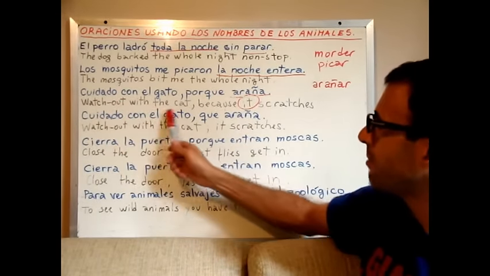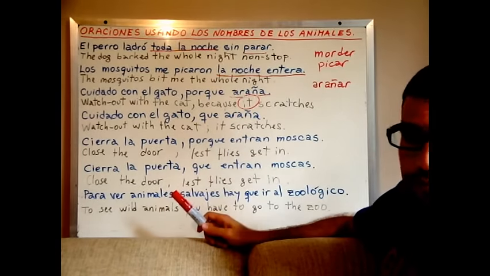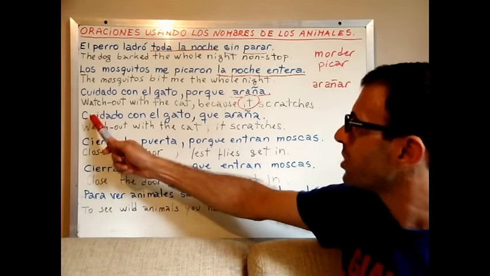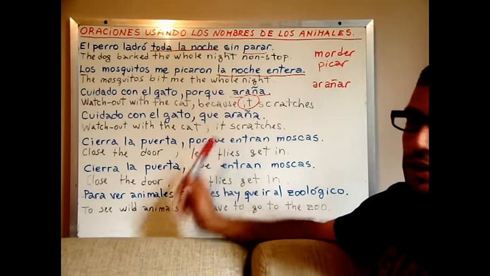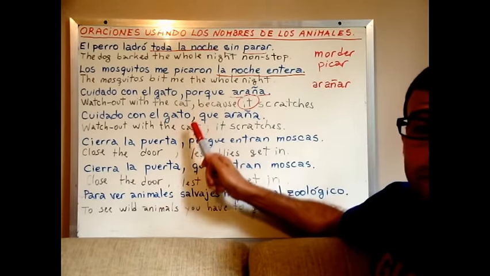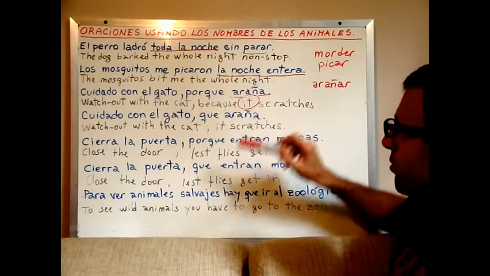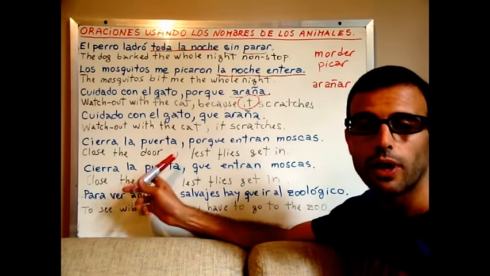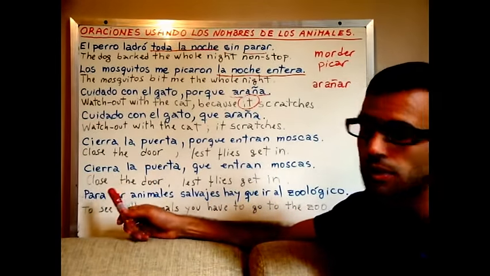Another way of saying the same thing is cuidado con el gato que araña, right? This would be like saying, watch out with a cat that it scratches. Watch out with the cat that, que means that. Araña, it scratches, as we saw before. Right? In English it doesn't make any sense. Watch out with a cat that it scratches, right? But it would be like saying, watch out with a cat lest it scratches you. Okay?